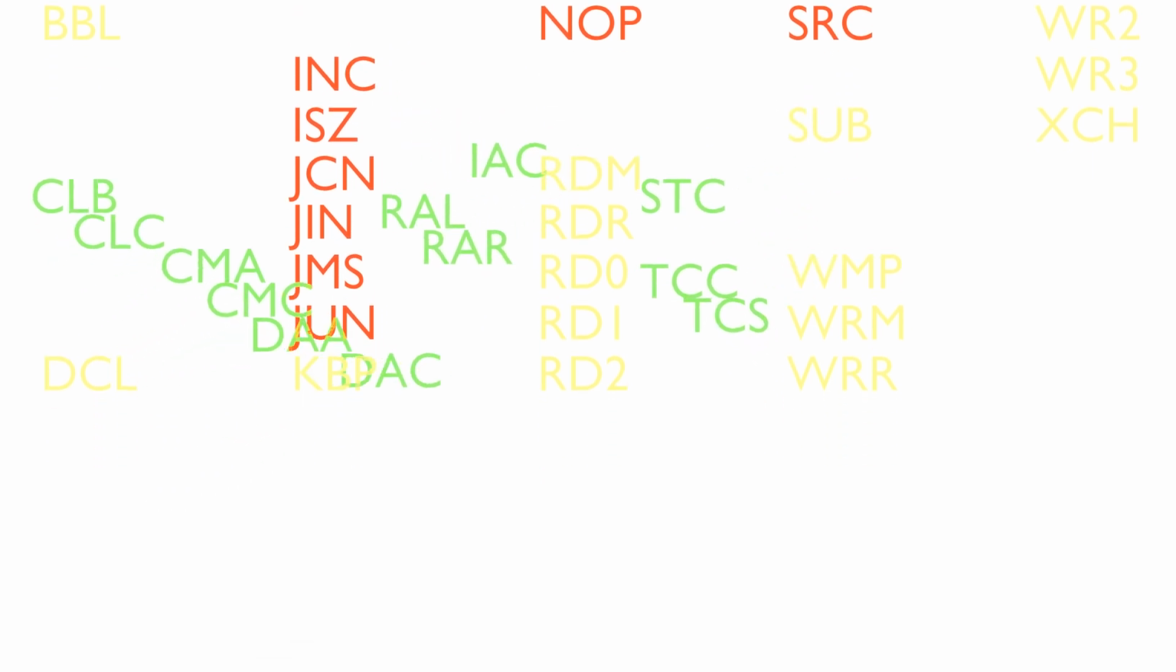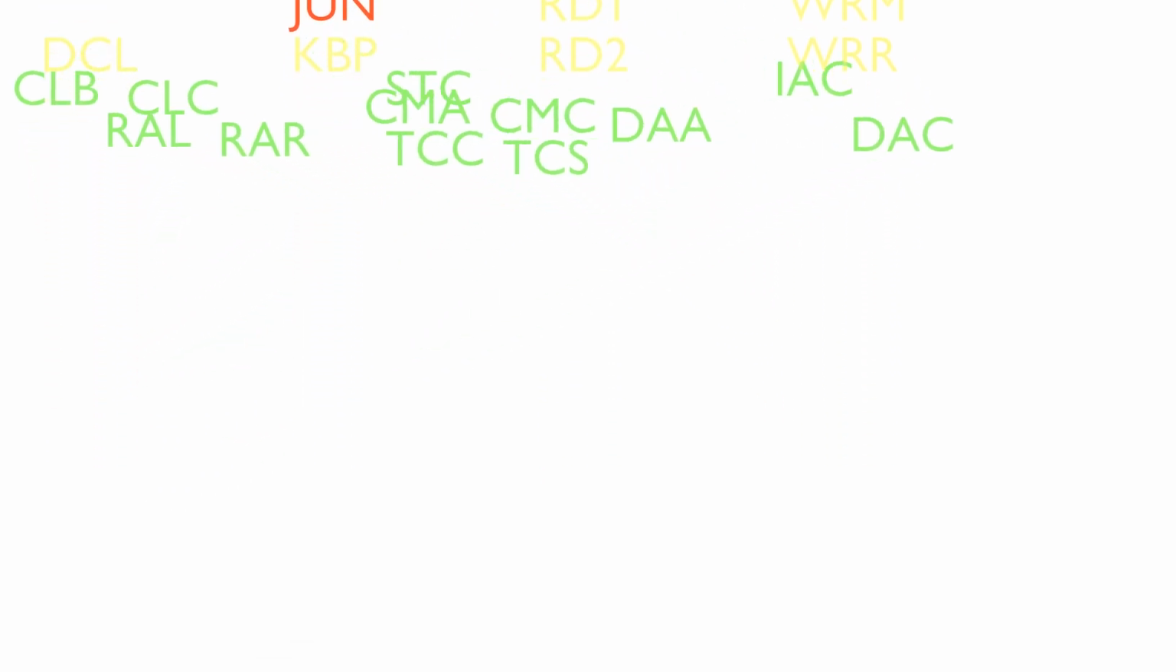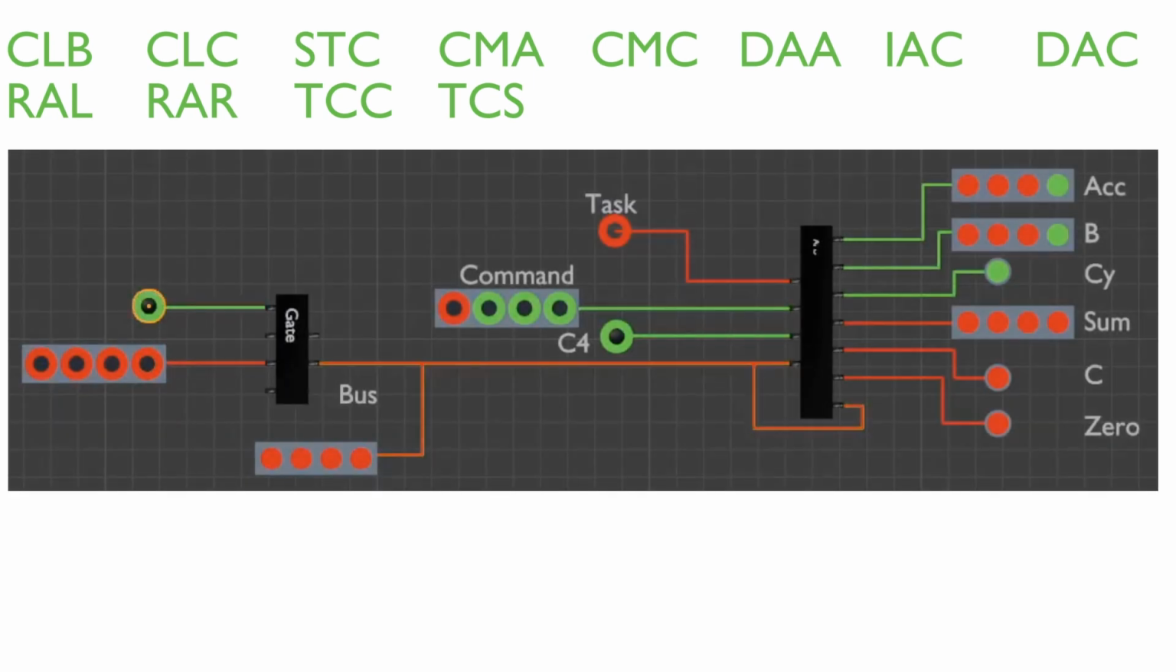Now let's look at the green instructions first. The two instructions CLB and CLC first set the bus to 0 and then write either to ACC and SI or just SI. The same applies to the STC instruction, but here the bus is set to 1 and then written to SI.